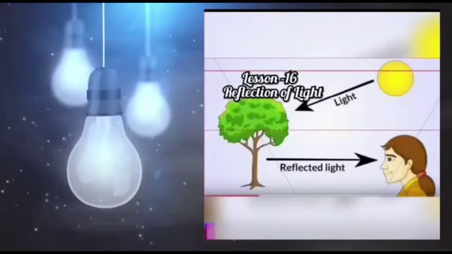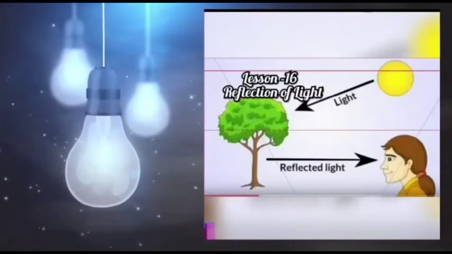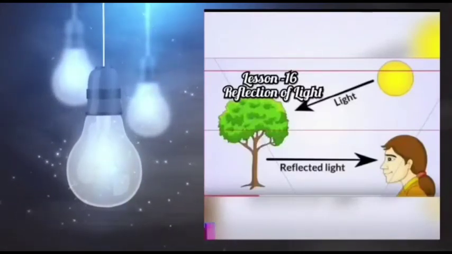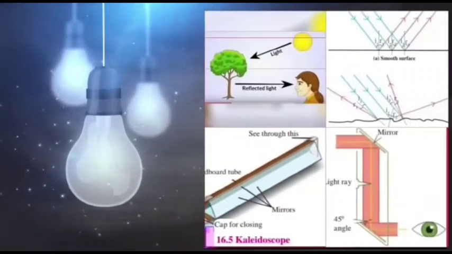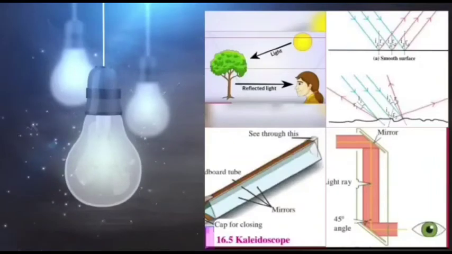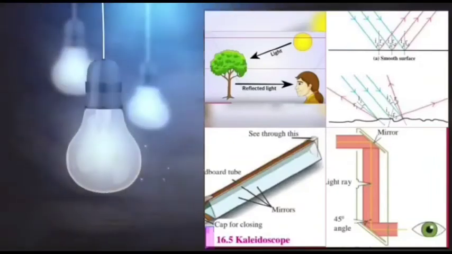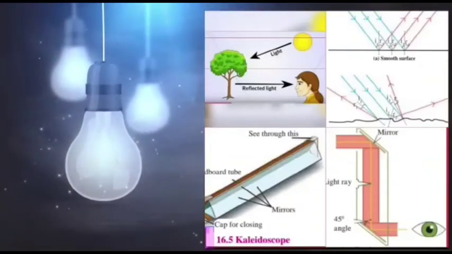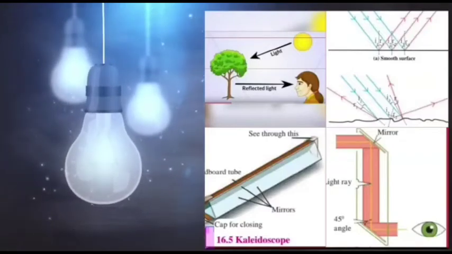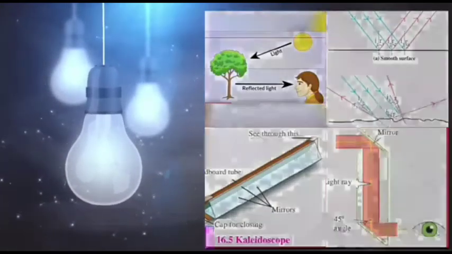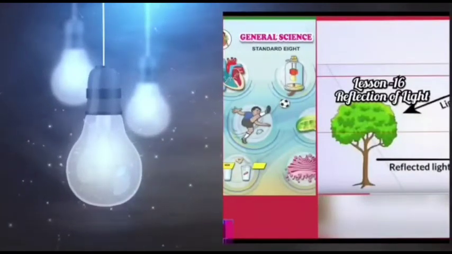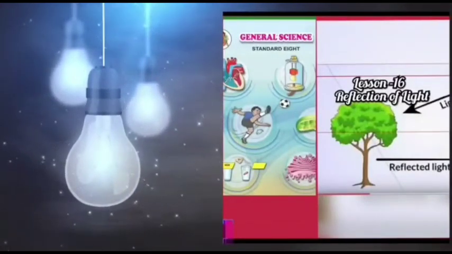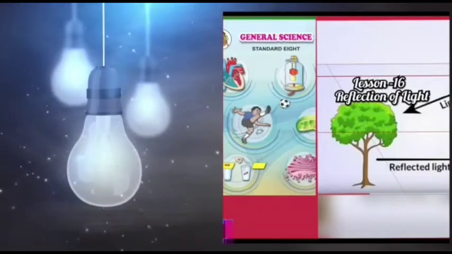Children, today we are going to study chapter number 16 in science, that is reflection of light. And in this lesson, we will discuss reflection of light, regular and irregular reflection of light, making of kaleidoscope and periscope. For that, children, you are going to open your textbook and keep a pencil with you. Children, watch the video carefully by clicking the link.